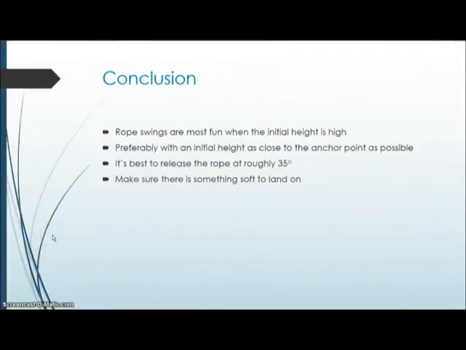And our conclusion. Based on that, we can probably say that rope swings are most fun when you're starting from a large initial height. You probably want to be as close to the anchor point as possible with your initial height. Higher might lead to the rope stretching more, maybe losing some energy through bouncing around. It's best to release the rope at roughly 35 degrees for maximum height and maximum distance.